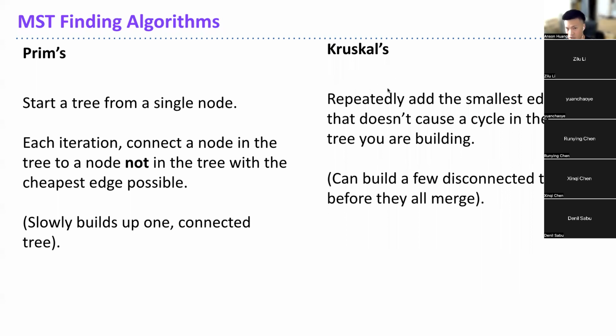And in Kruskal's, you repeatedly add the smallest edge that doesn't cause a cycle in the tree you are building. And you can build a few disconnected trees before they all merge. So Kruskal's, the way they describe it, is to think of it as you're building up a big forest. And in the end, you're going to combine all of the forests together into one big forest. But in Kruskal's, you just build one small forest at a time.